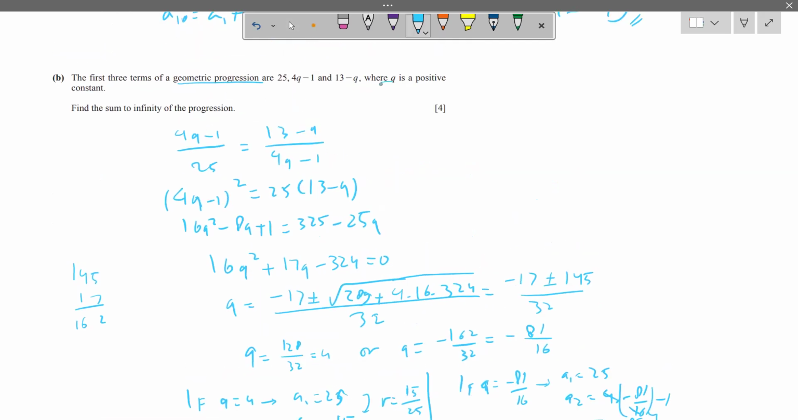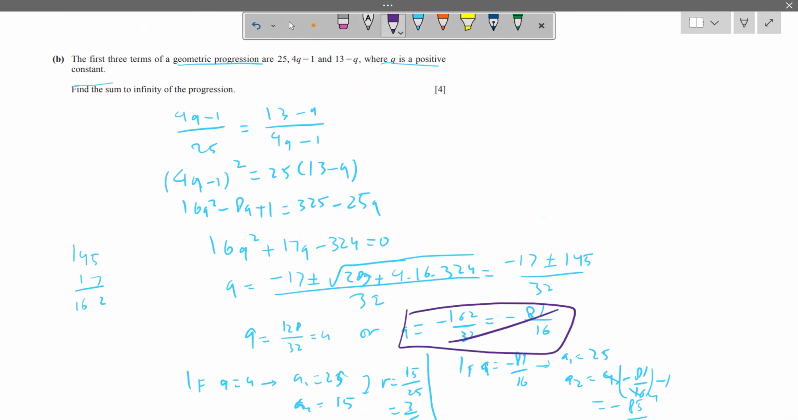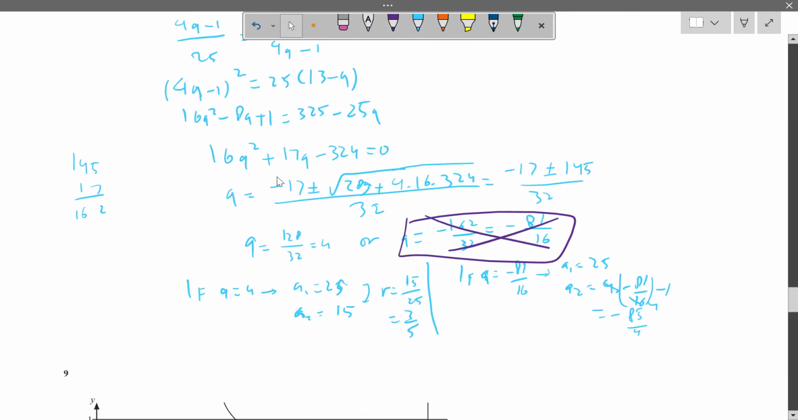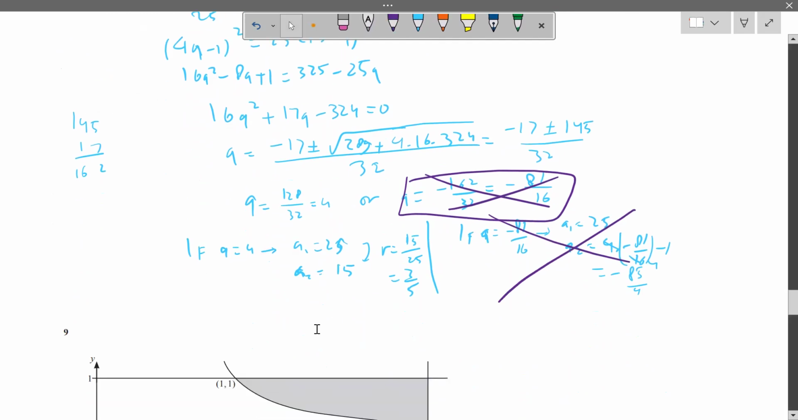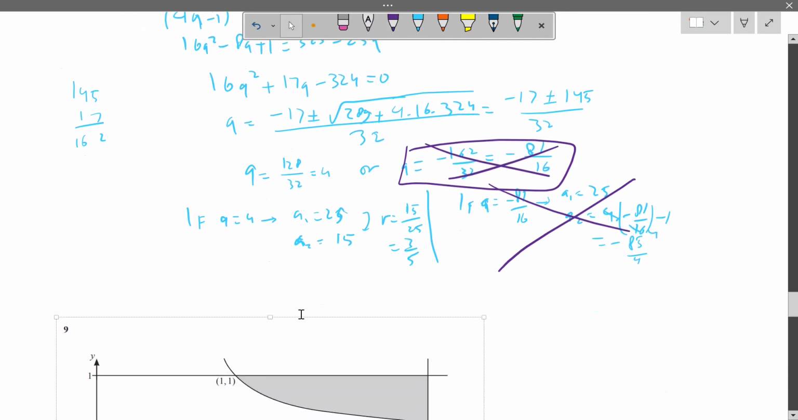Now notice that it says q is a positive constant. That means, oh yeah, you're right. We don't even need to do this actually. Q is a positive constant. I thought the ratio has to be positive. No. Okay, we just wasted some time. But with that information, we can be very sure about the ratio of this infinite geometric progression.